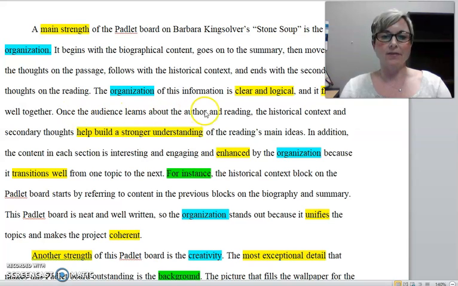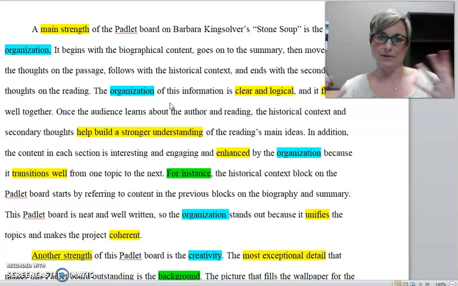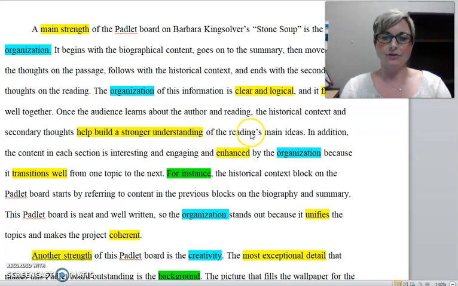Once the audience learns about the author and reading, which is the biographical content mentioned here, the historical context and secondary thoughts help build a stronger understanding of the reading's main ideas. So to move from one to the next, as listed here, this person is saying why that organization is clear and logical and flows well, and it's because it builds on each other to create an understanding. In addition, the content in each section, so you want to give more than one example to support your claim. In addition is a good transition word, so make sure you're using transition words as you move from one example to the next.